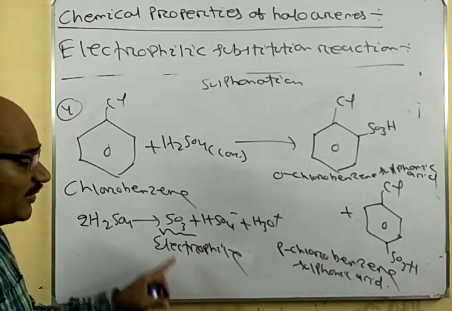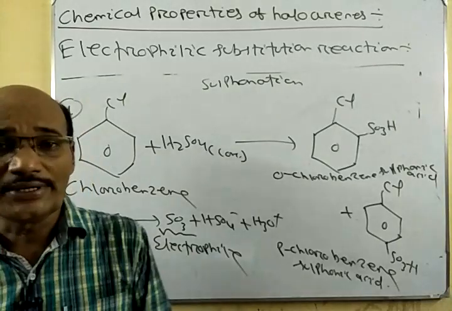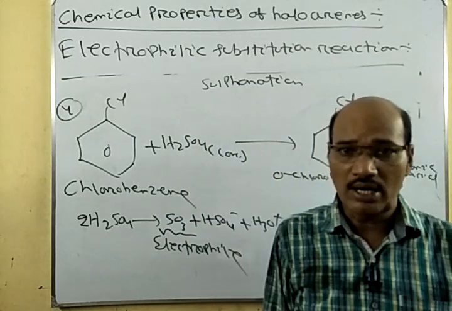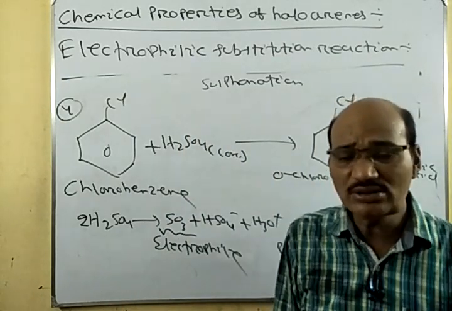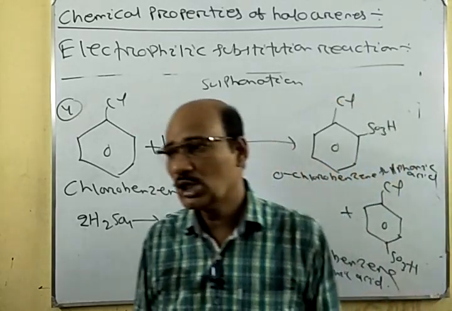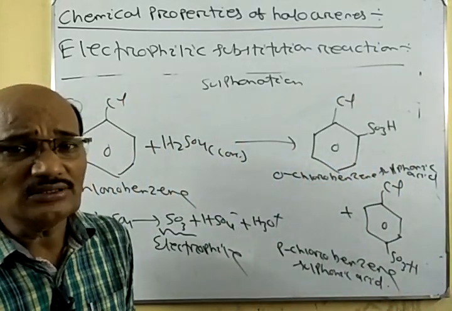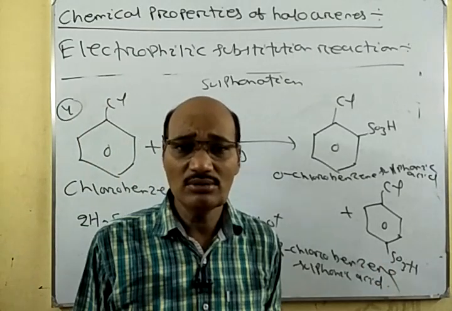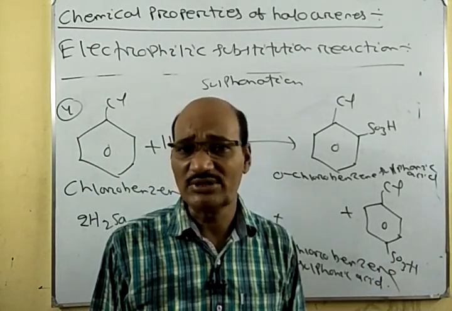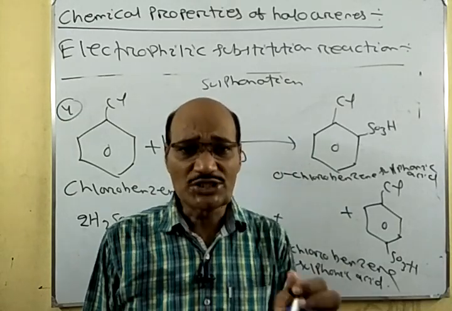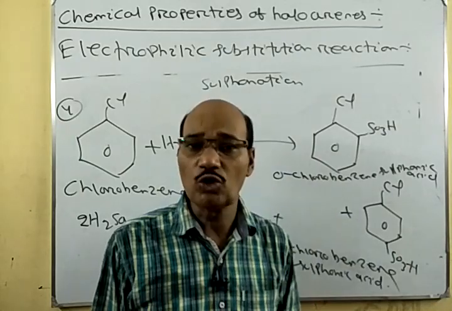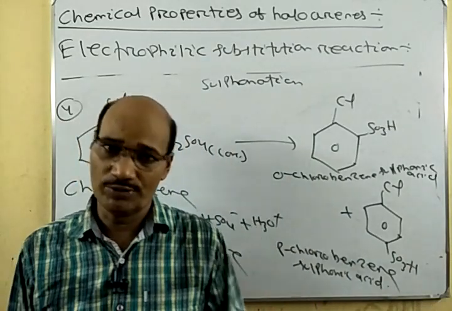Okay, so these are the different examples of electrophilic substitution reactions of haloarenes: alkylation, acylation, halogenation, nitration, and sulfonation. So what we have seen: in Friedel-Crafts alkylation, CH3Cl and anhydrous AlCl3 react with chlorobenzene. So CH3+ is the electrophile that is substituted, and we are getting ortho-chlorotoluene and para-chlorotoluene.